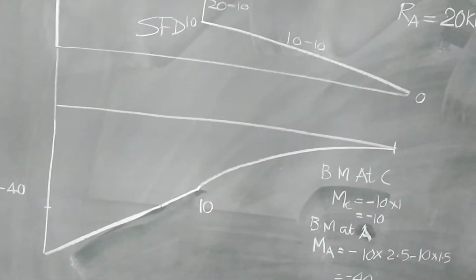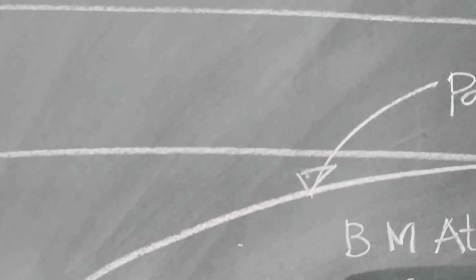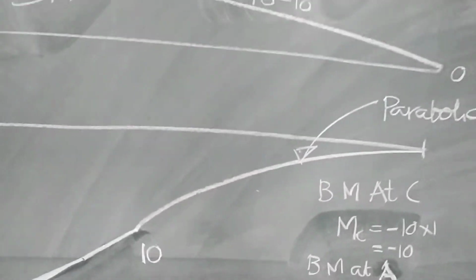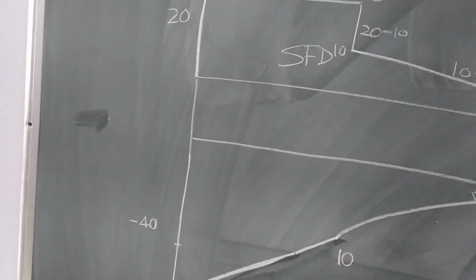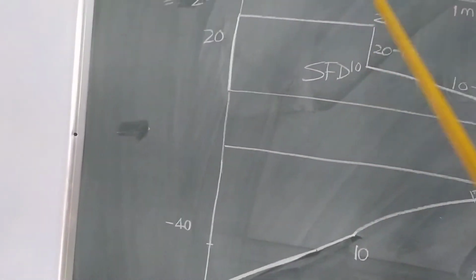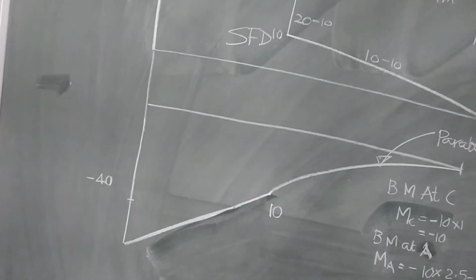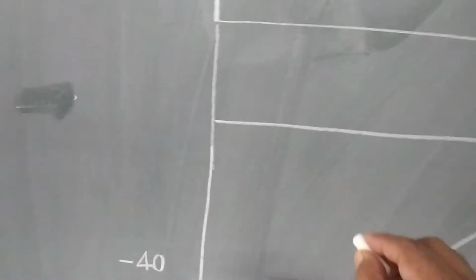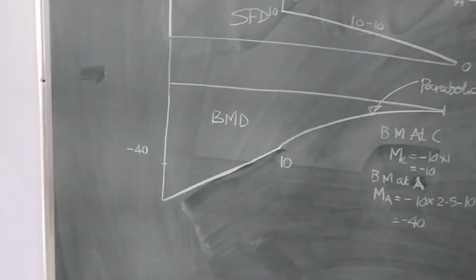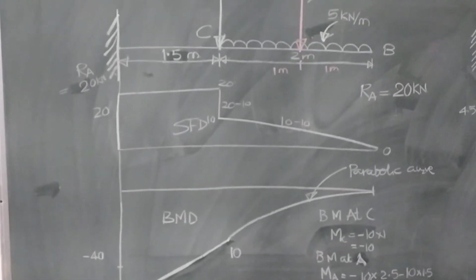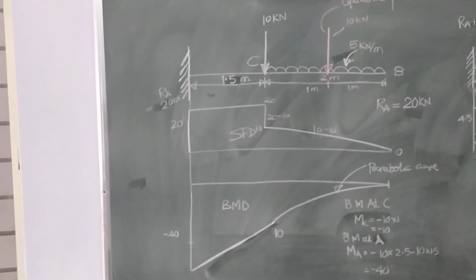This is parabolic curve, as it is very small. For a major distance, it is showing as parabolic curve because this is bending moment diagram for UDL, and this is a straight line because here there is a point load and no load between point A and C. This is nothing but a bending moment diagram. So, here we have studied for cantilever beam.